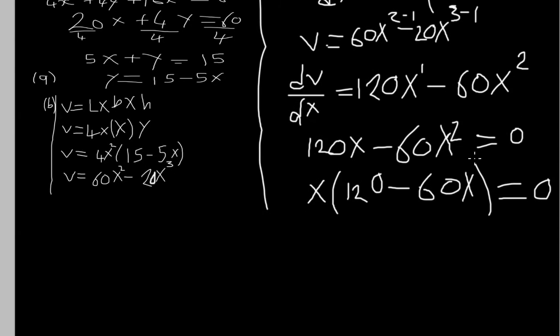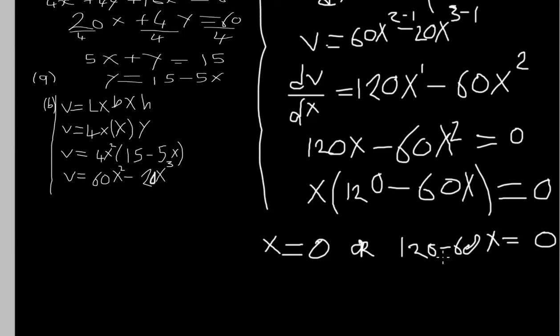So this is more like a quadratic equation. So this x will be equal to 0. We just solve it the way we solve a quadratic equation. This x is equal to 0, or the 120 minus 60x is equal to 0.